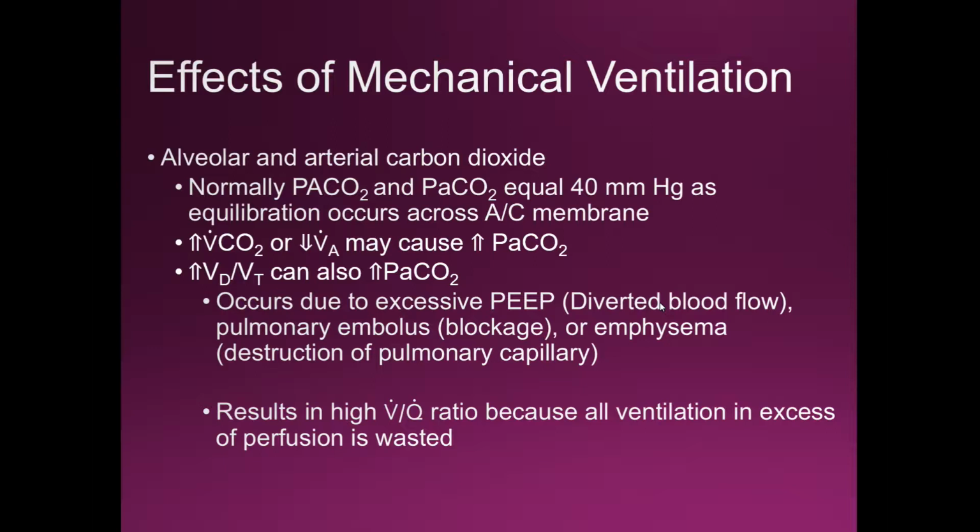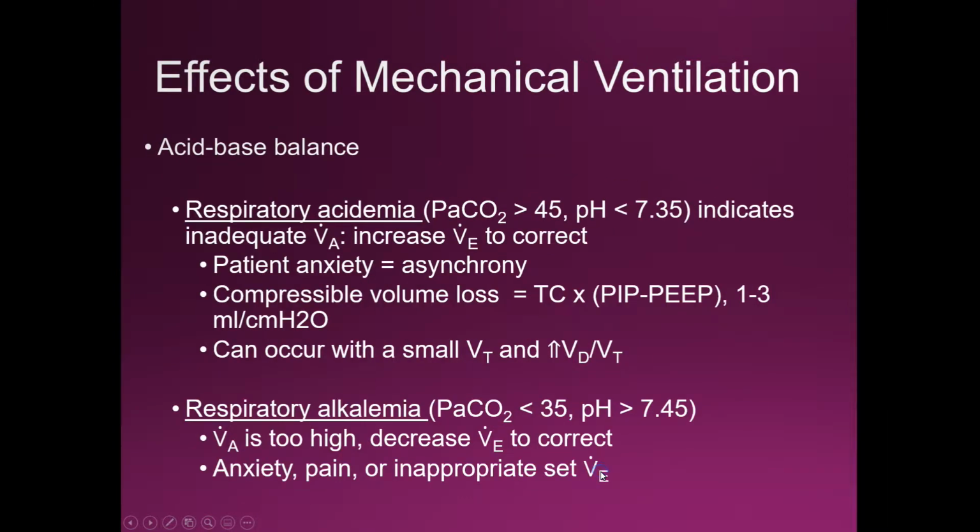So if it tries to expand, guess what? It can start to impede certain capillaries, and it might divert the blood somewhere else. There could be a blockage based on pulmonary emboli or emphysema, where there's just damaged alveolar walls. Results in high VQ ratio because all ventilation and excess of perfusion is wasted. Again, it is a high VQ when you have more air than blood flow.